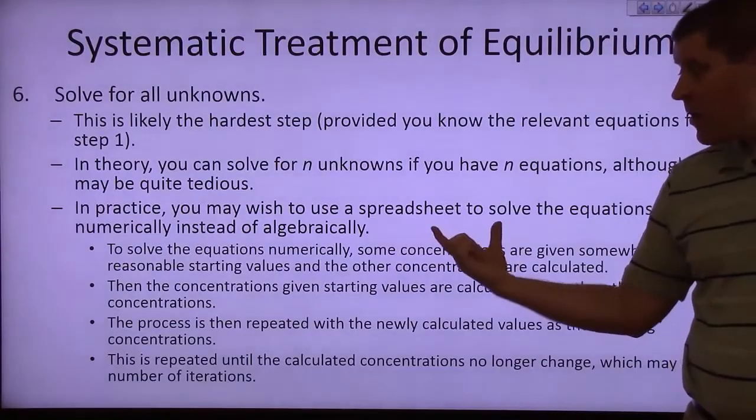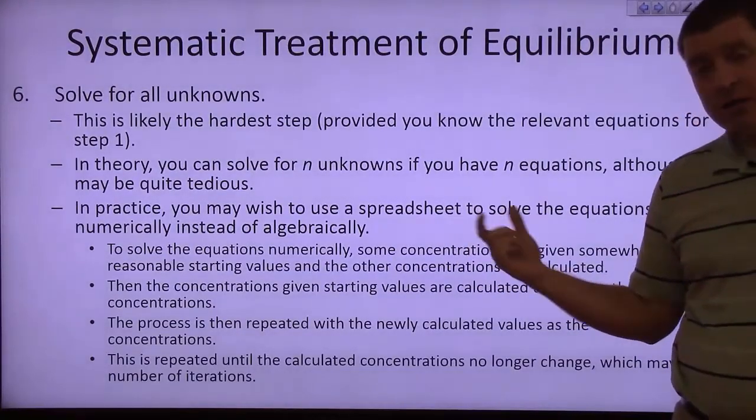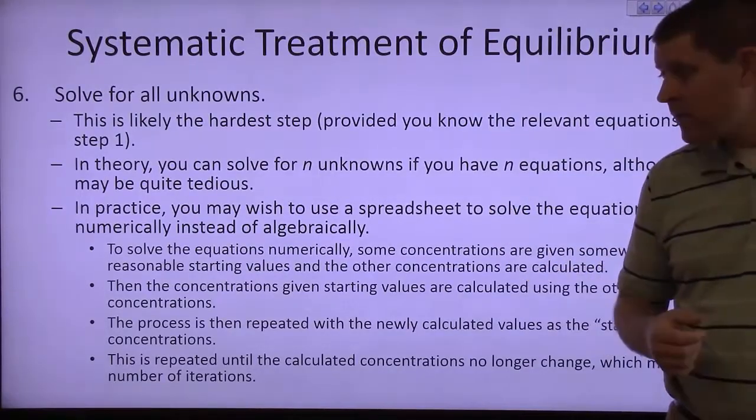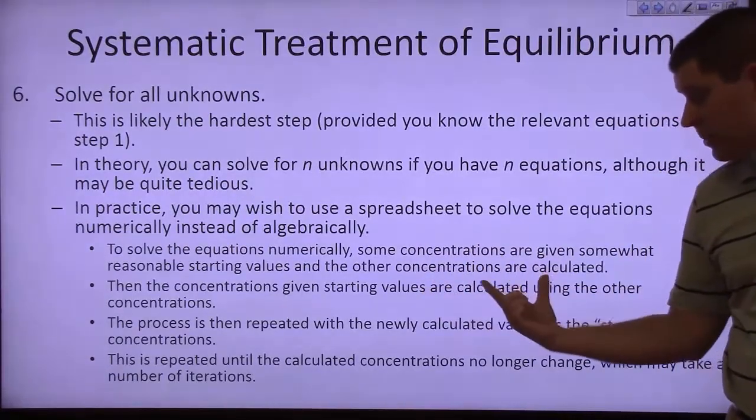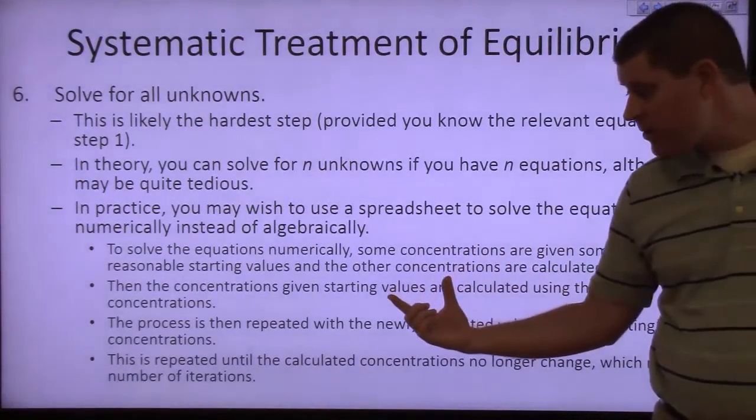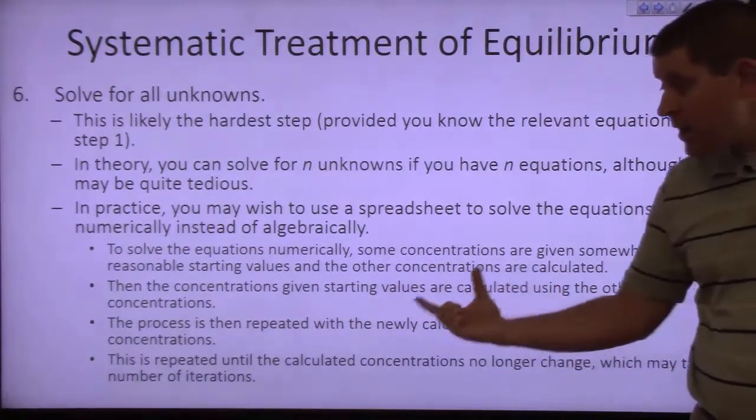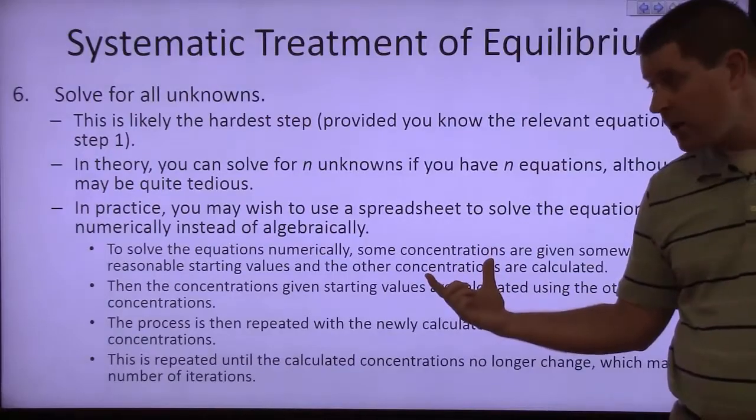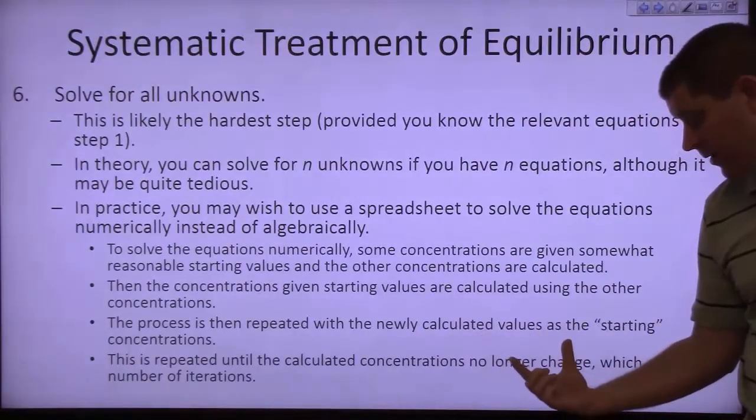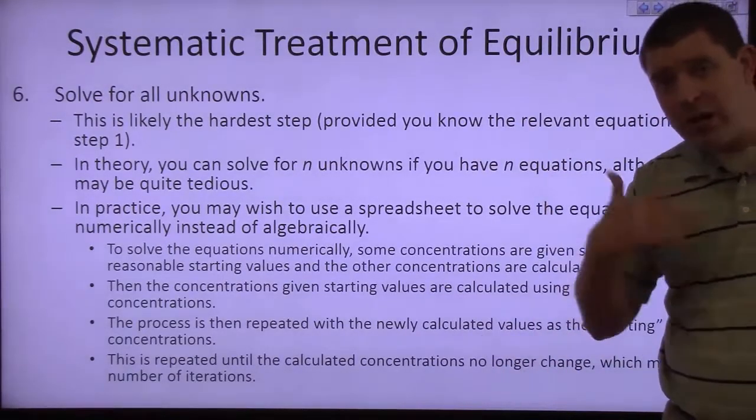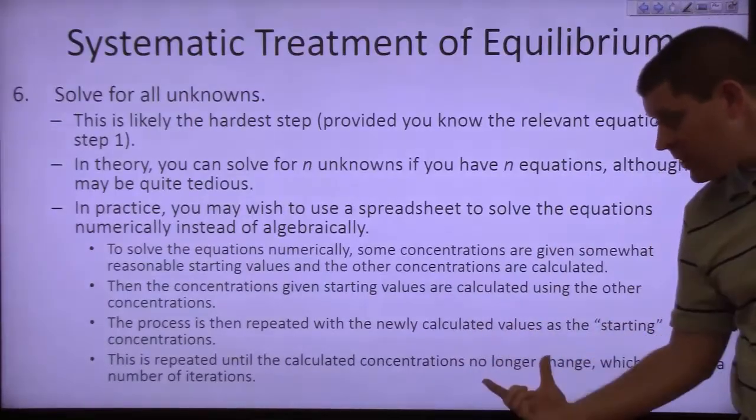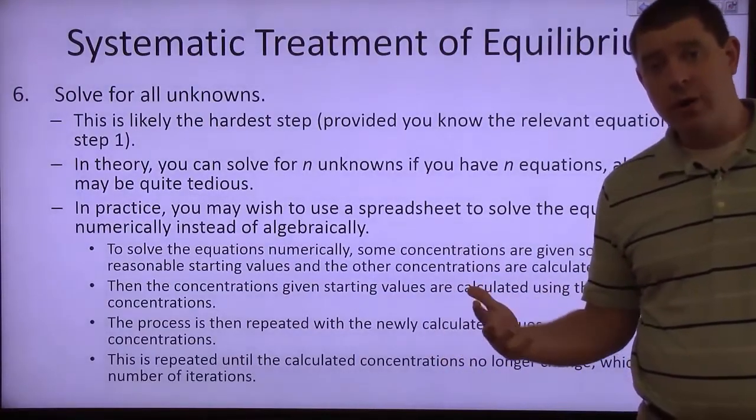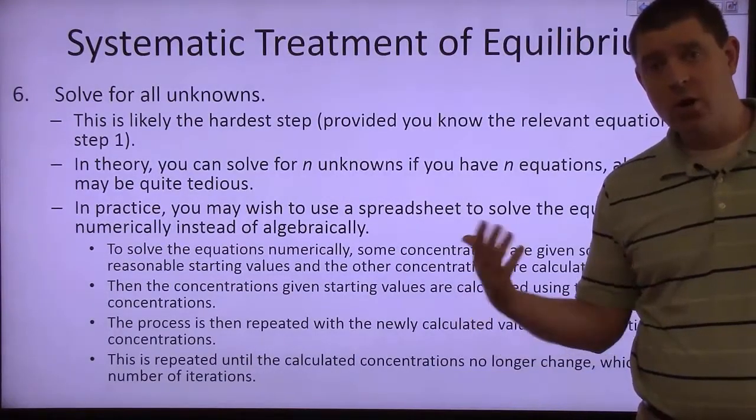Now in practice, you may wish to use a spreadsheet to solve the equations numerically instead of algebraically, because you can often get close enough to the right answer, close enough being with plenty of sig figs. So to solve the equations numerically, some concentrations are given reasonable starting values, and the other concentrations are then calculated. And then the concentrations given the starting values are calculated using the other concentrations that you've calculated, and then that process is repeated with the newly calculated values as the starting concentrations. And this is repeated over and over again. It's iterated until the calculated concentrations no longer change, and this may take a large number of iterations, but computers are very good at this. It usually doesn't take the computer very long to go through those iterative processes.